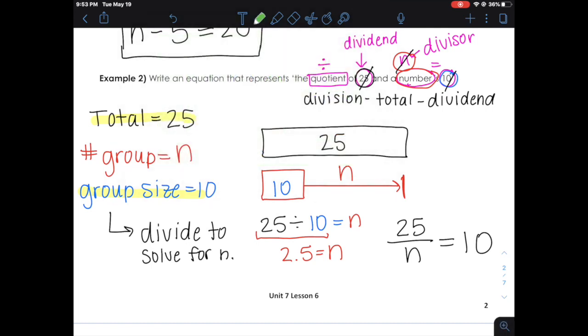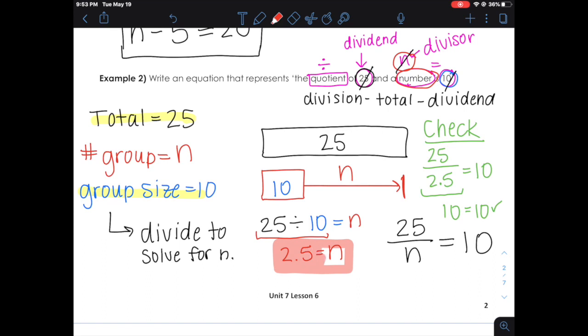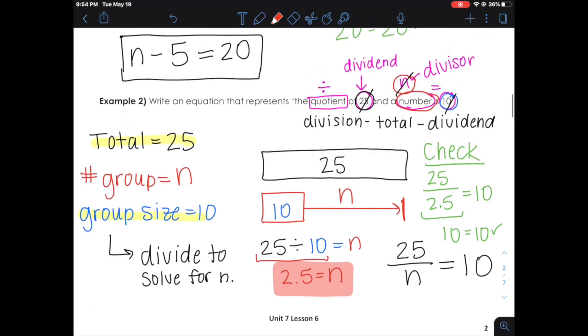So let's plug in 2.5 and check our work and see if it works. So we have 25 divided by 2.5 equals 10. So when you divide 25 by 2.5, I do get 10 as the answer. So 2.5 equals n is our correct answer. And we used this bar model to help us, and then we used some of our previous skills that we learned about writing expressions to help us solve these problems.